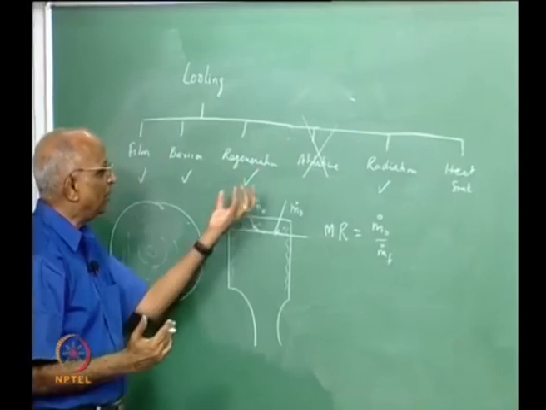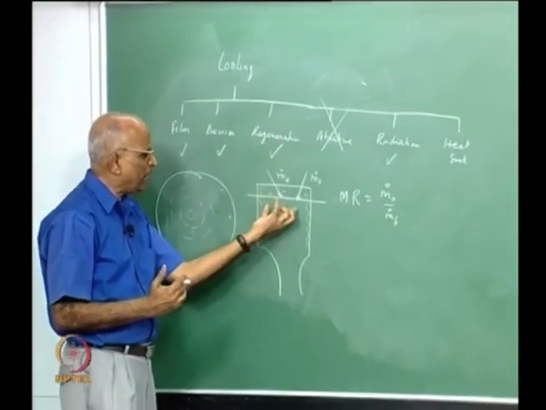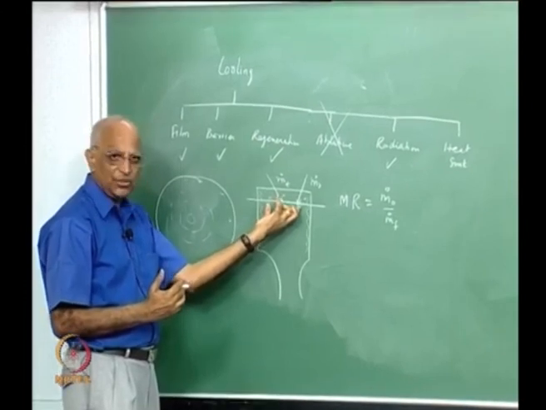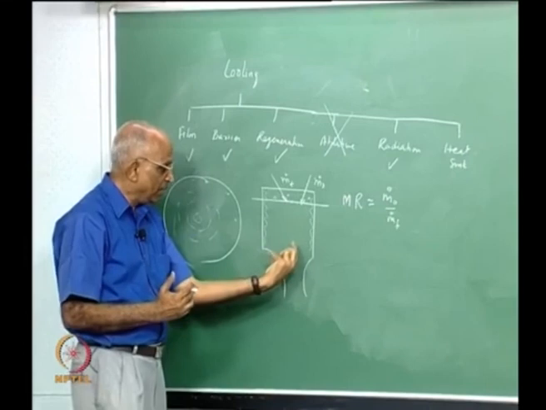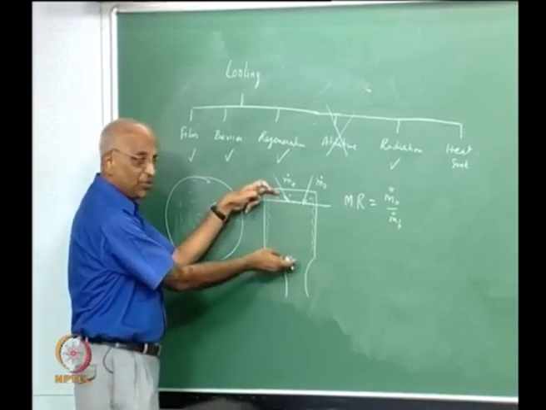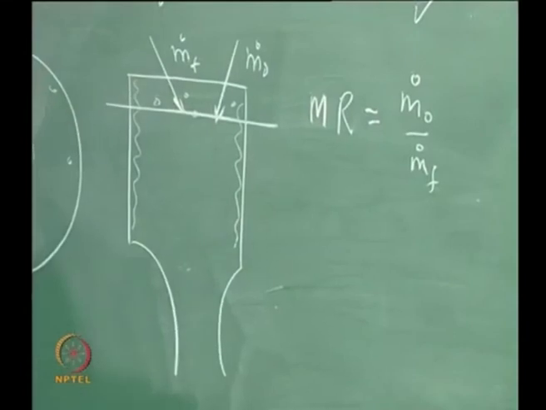And this is what I will do in the next class, and we will take a look at what are the penalties we pay because of the mixture ratio distribution. And if I have a finite length of the chamber, is it possible for me to get combustion completed, or will I have another efficiency coming over here?